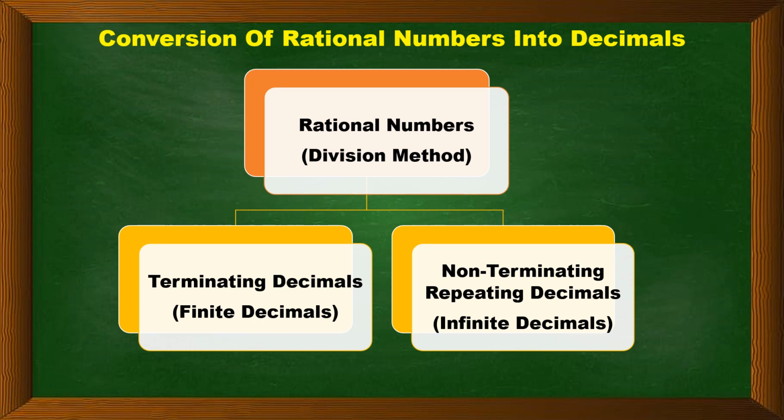Now in case of rational numbers, if we have to convert them into decimals, we will use the division method, right? So rational numbers, to convert into decimals, we are going to use the division method. Now there are two types of decimal expansions. One is we will get terminating decimals and another is we will get non-terminating but repeating decimals. One is finite decimals because we have a finite number of decimal places. The other, because it goes on repeating and it is non-terminating, means we are going to get infinite decimal places, right?